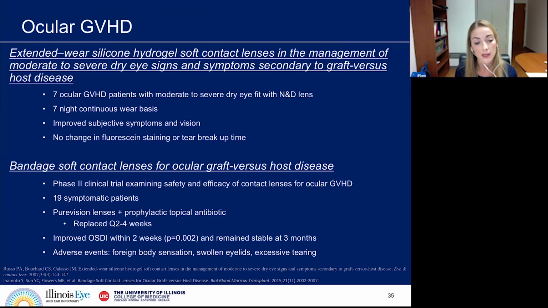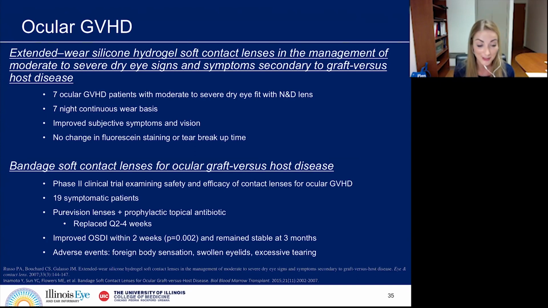And the second case series was a phase 2 clinical trial examining the safety and efficacy of contact lenses for ocular graft versus host disease. This included 19 symptomatic patients. They used the PureVision lens and a prophylactic topical antibiotic, and the lens was replaced every 2 to 4 weeks. The patients noticed an improved OSDI within 2 weeks, which remained stable for 3 months. And some adverse events included foreign body sensation, swollen eyelids, and excessive tearing.